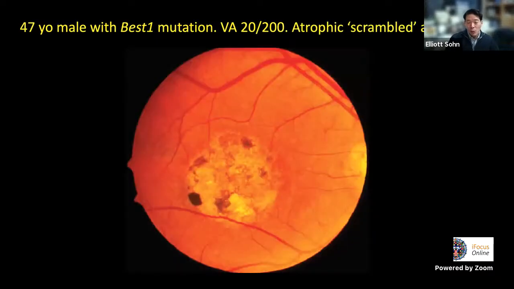So here's an older patient, a 47-year-old, also with Best disease, but has poor vision, 20/200. And this is because now the lesion has become atrophic. So it's really fully scrambled, if you want to keep using this egg yolk metaphor analogy. And now you can see that there's what looks like geographic atrophy in the fovea. It's this RPE atrophy, as well as some pigment clumps in the center of the macula as well.